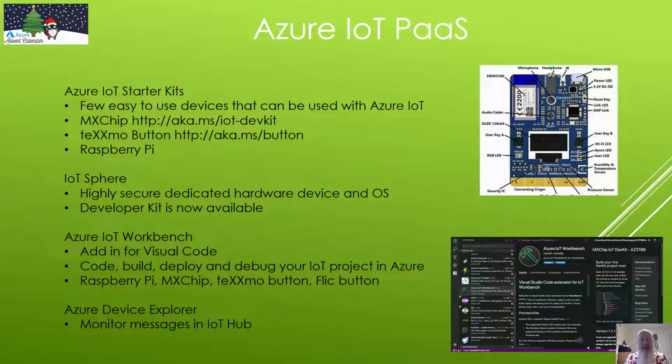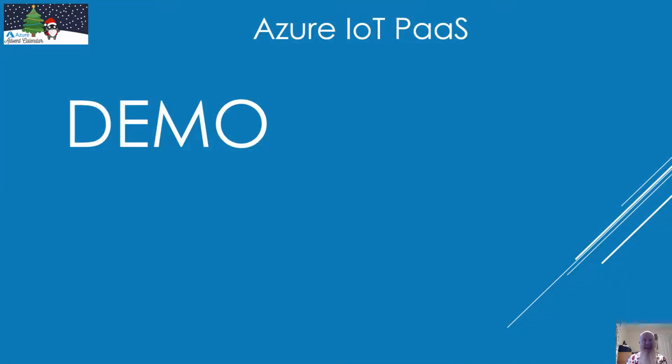Now there's one tool which I'm going to show you, which is the Device Explorer. One thing that's very hard to see is what's actually going on with your messages, and a little tool I use a lot is the Azure Device Explorer. I think it's being replaced by the IoT Explorer, but it allows me to monitor what messages are being sent between my device and my IoT Hub. So with that, let's have a little demo.